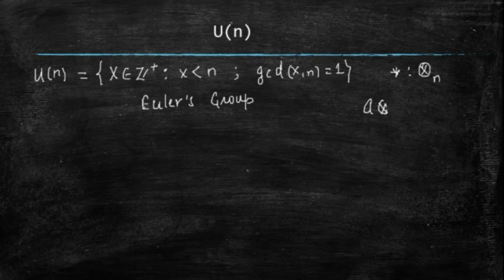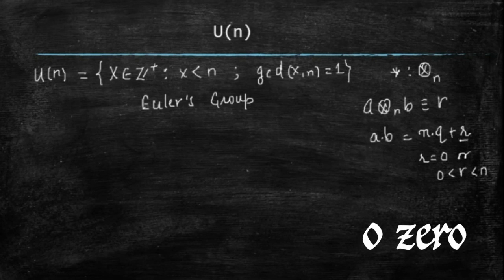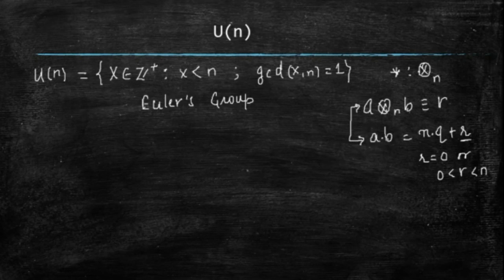So what is a multiplication modulo n b? It is equivalent to r, where r is the remainder when you divide a multiplied by b, the ordinary multiplication, by n. By the division algorithm, the remainder is 0, or it lies between 0 and n, and this remainder will be your answer. So this is the counterpart of addition modulo n. In addition modulo n, we add the numbers and then divide by n to get the remainder. In multiplication modulo n, we multiply the numbers and divide by n to get the remainder, right? This is known as Euler's group.